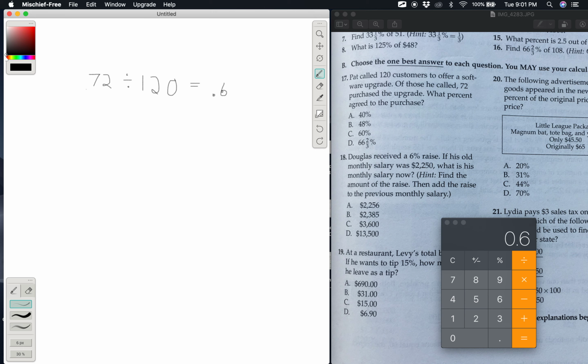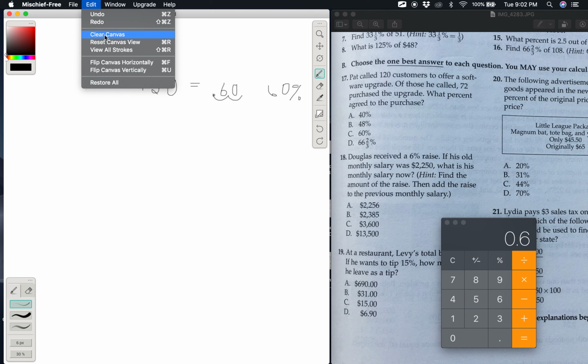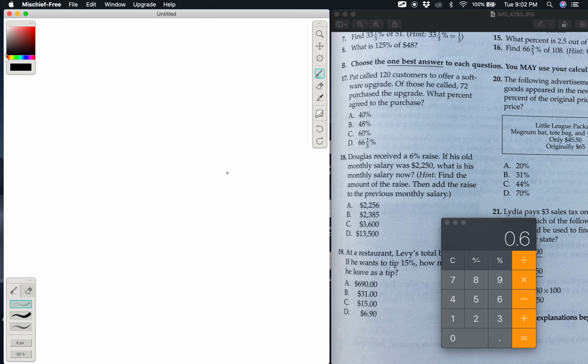We do need to turn this into a percentage, so we move the decimal 2 times. Need to fill this spot here, the space. So we have 60%. Another terrible circle and percent sign. So 60%. Yes, that is an option here. Okay. Now we need to go to number 18.